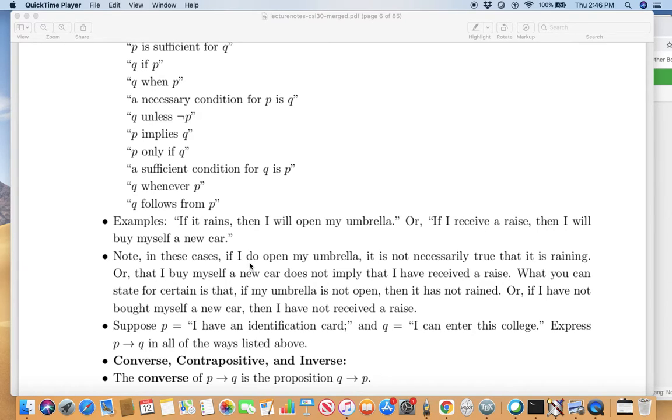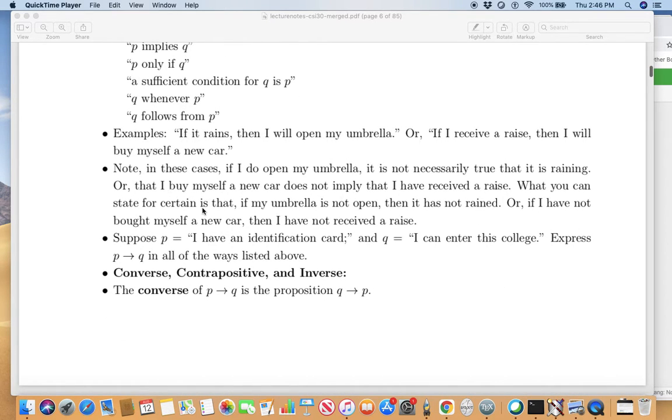Note, in these cases, if I do open my umbrella, it is not necessarily true that it's raining. I opened my umbrella. Does that mean it was already raining? No. I could have opened my umbrella for the sun or something like that. Or that I buy myself a new car does not imply I received a raise. What you can state for certain is that if my umbrella is not open, then it has not rained. Or if I have not bought myself a new car, then I have not received a raise.